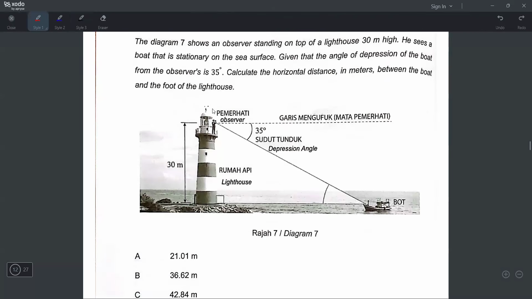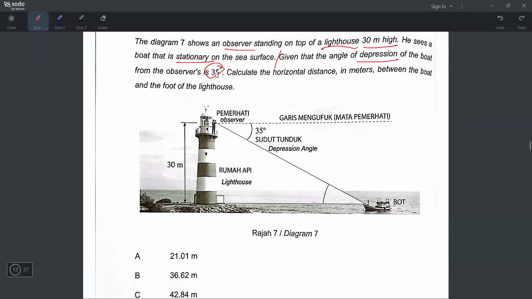Okay, number 19. So we have an interesting diagram here. The diagram shows an observer standing on top of a lighthouse 30 meter high. So the height here is 30 meter. They already labeled for us. He sees a boat that is stationary on the sea surface. Stationary means it's sitting still, not moving. Given that the angle of depression of the boat from the observer is 35 degrees.